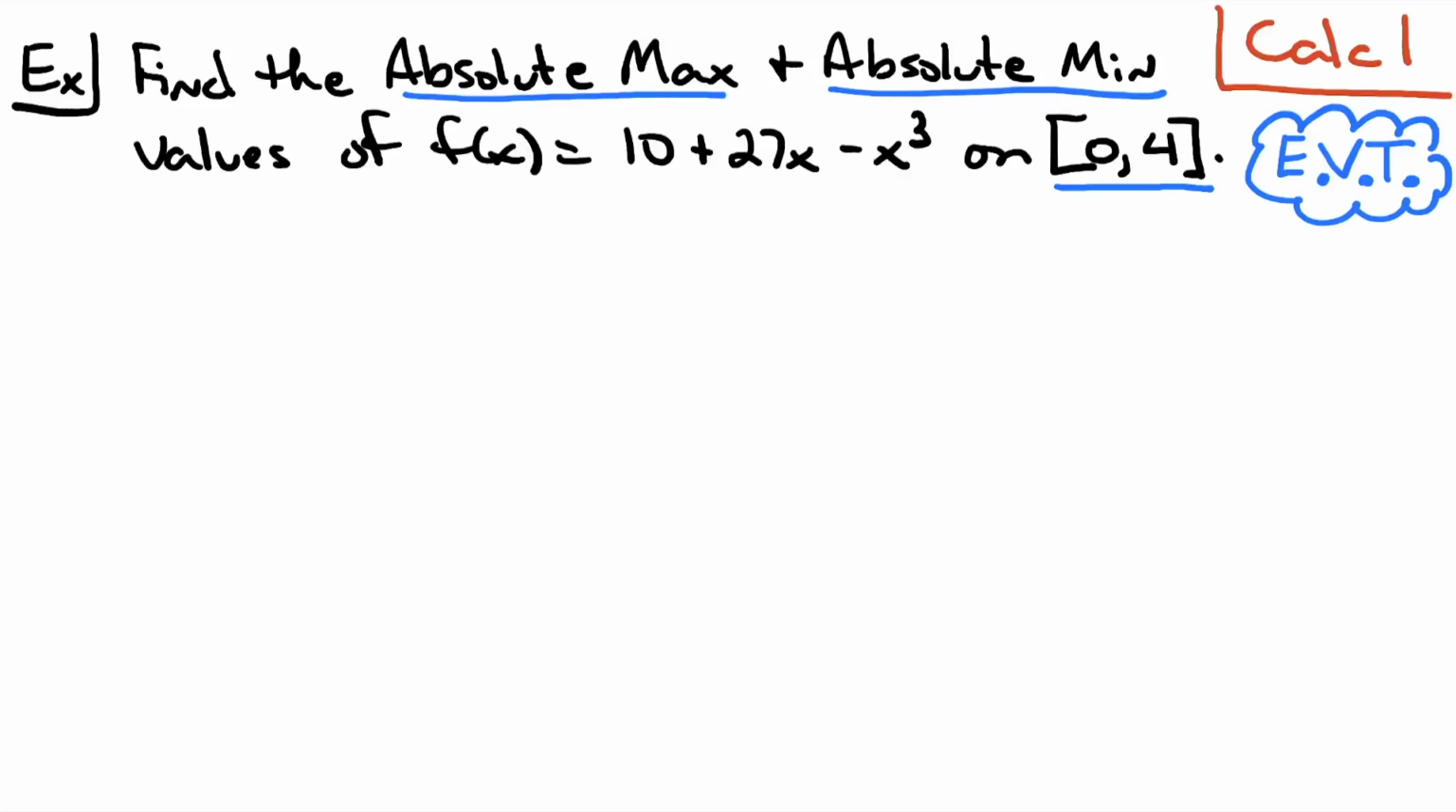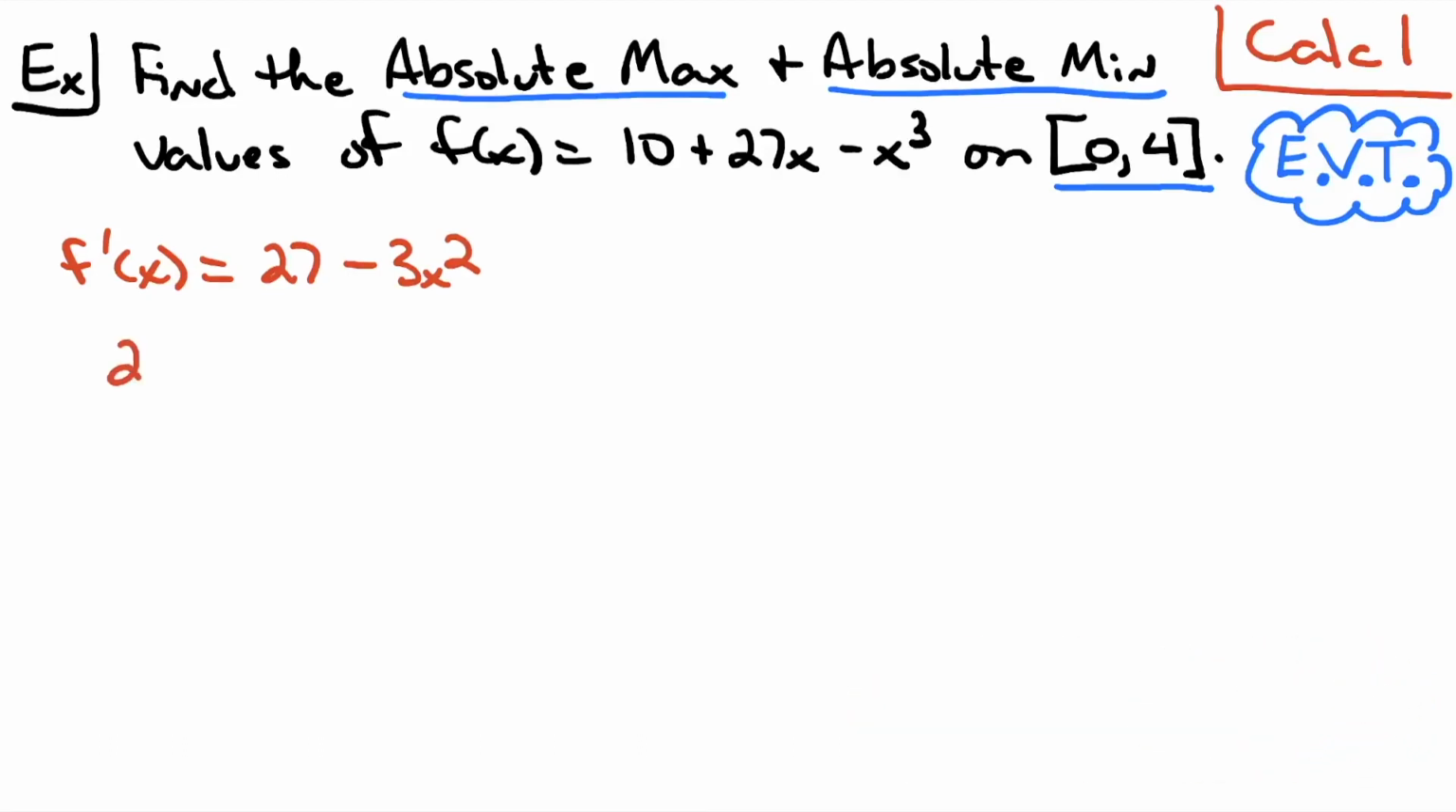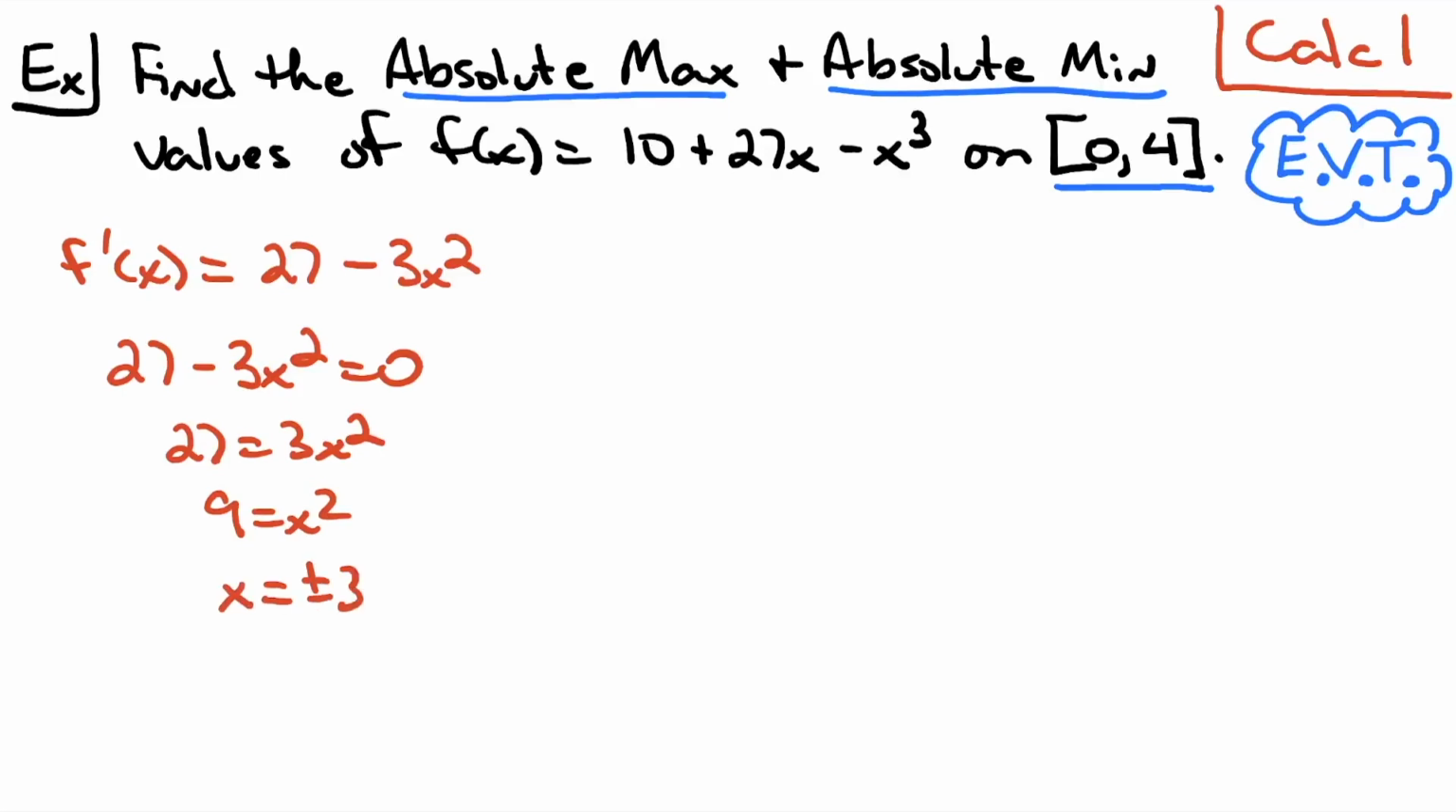All right, which means what do we need to do? We need to calculate the derivative. So that's the first thing I'm going to do. When I calculate that derivative, I'm going to have a 27 minus a 3x squared. From there, we need to find our critical points. So we're going to take that 27 minus 3x squared and set it equal to 0. Then we're going to have 27 is equal to 3x squared. Divide both sides by 3. We get 9 equals x squared. So then x is going to equal plus or minus 3. These are my critical points.